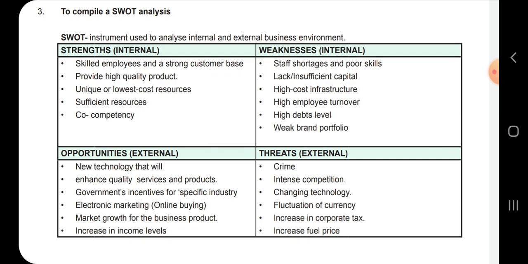And then you have lack and insufficient capital. If you don't have enough money to expand or to meet a certain order, that is a weakness. You have high cost infrastructure. So your infrastructure needs high maintenance, high employee turnover, where people are leaving the business. So when you have a lot of people leaving the business and you have to rehire a lot of times, that is a high employee turnover. And you have high debt level and weak brand portfolio. So your brand is very, very low.